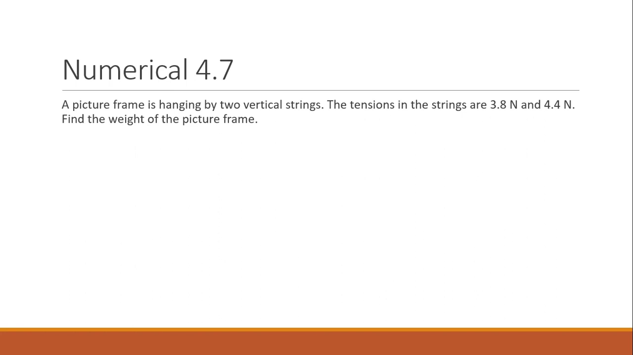Numerical 4.7. A picture frame is hanging by two vertical strings. Consider a picture frame. It is hanging by the two vertical strings, the first vertical string and the second vertical string. The tension in the first string is 3.8 Newton, and in the second string, T2 is 4.4 Newton. Find the weight of the picture frame.